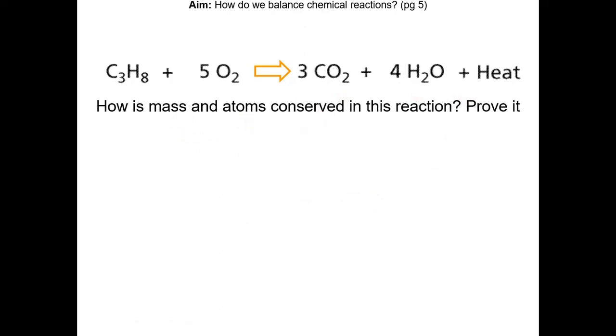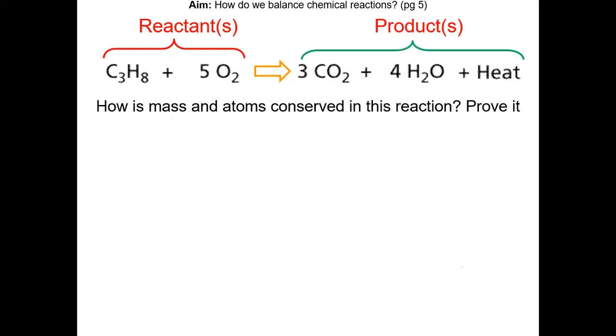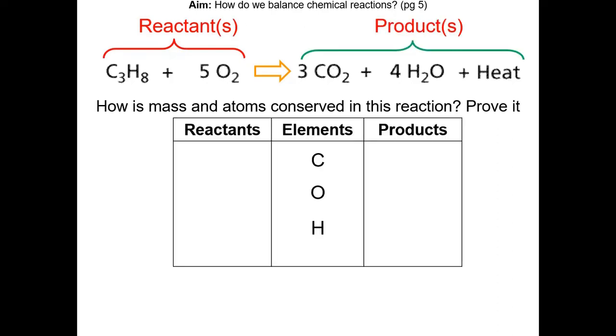The substances on the left are the reactants. The substances on the right are the products. So we're going to use a table to prove that the law of conservation of mass and atoms is conserved. So this is our table. In the middle is our elements. We only have carbon, oxygen, hydrogen in this chemical reaction. Now we're going to count the number of atoms of each element on each side.